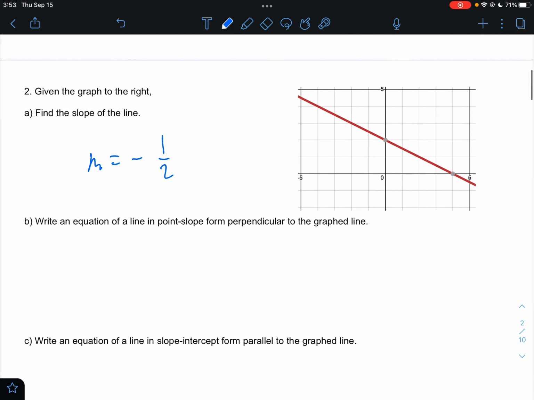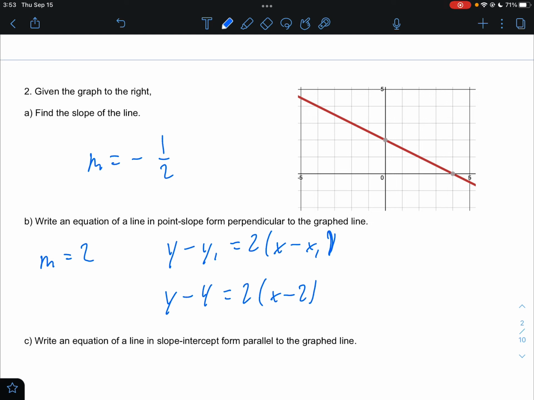Write an equation of a line in point-slope form perpendicular to the graph line. So that means our slope is going to be 2, right? We want point-slope form. So pick any point that you want. All right, our final answer is going to be in this form. We can use any point that we want for this one. How about the point 2, 4? So y minus 4 equals 2 times (x minus 2). But again, we can use any point that we want for that.